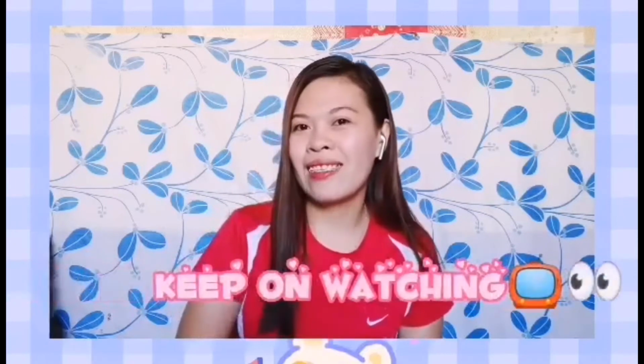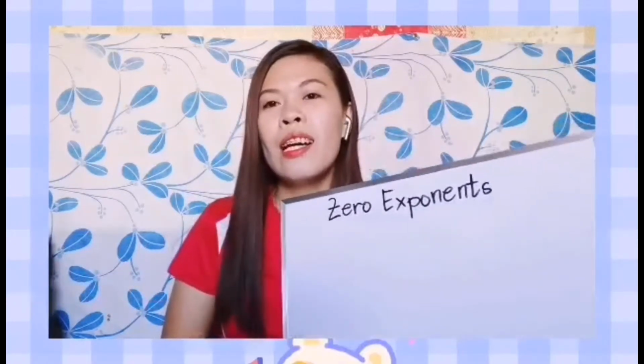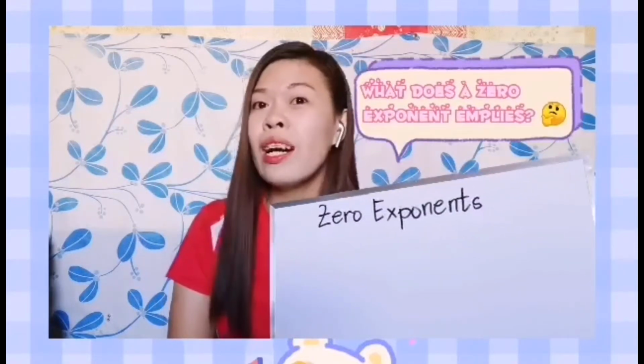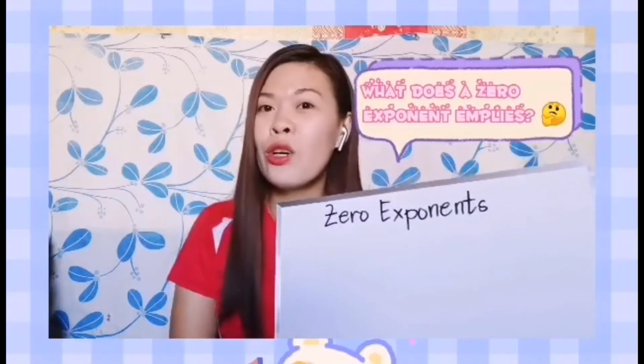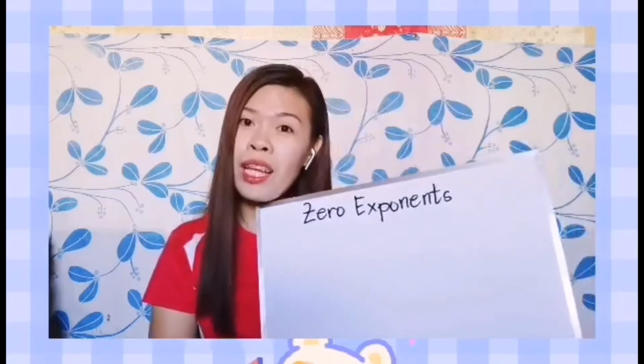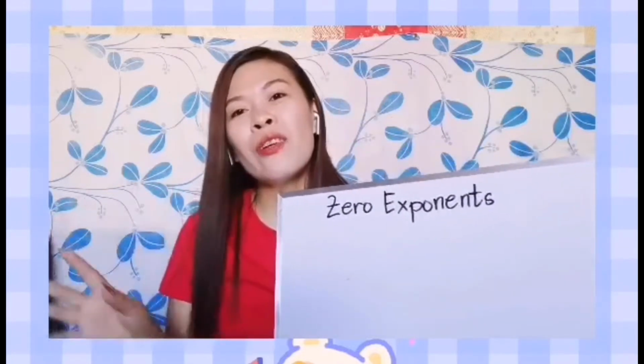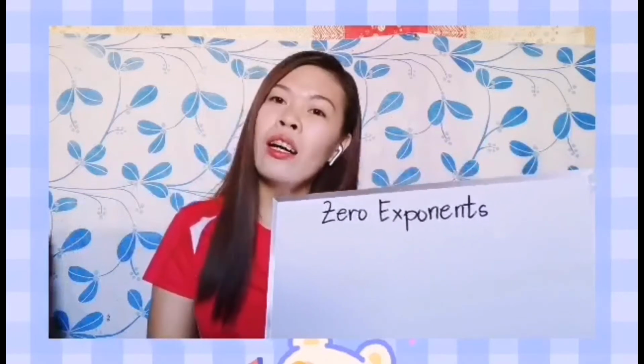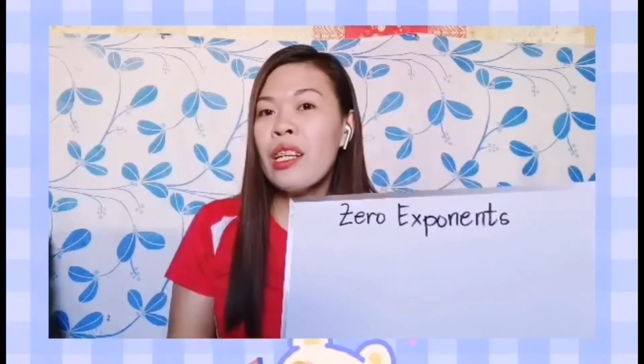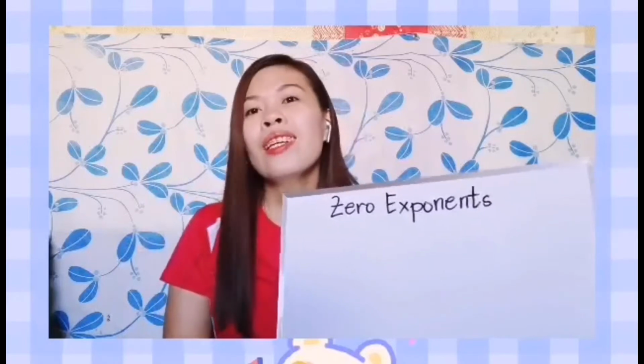Okay math lovers, so today is June or July 17, 2020, and we will have another interesting topic in mathematics. So keep on watching. For today, we're going to have zero exponents. So what does a zero exponent imply? For today, we're going to find out the answers if a certain number is being raised to zero.